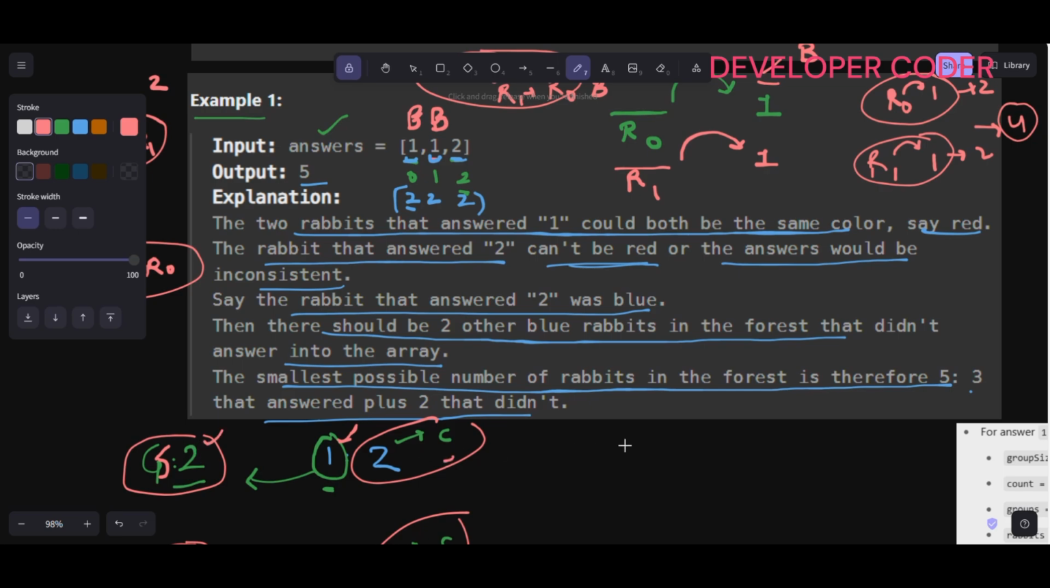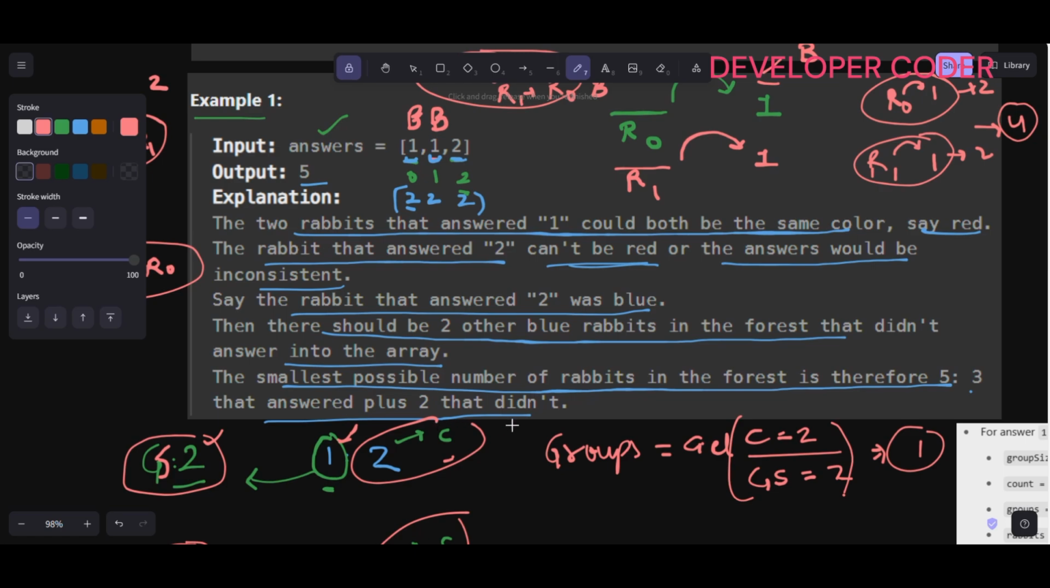Now how many groups will there be? How are we calculating the number of groups? We calculate using the count. What is the count value? Count value is 2, and I'm going to divide this value by the group size. Group size value is 2, and here I will take the upper value, so I will use the ceil function. So here I will get 1: 2 divided by 2 is 1. That simply means there is just one group.